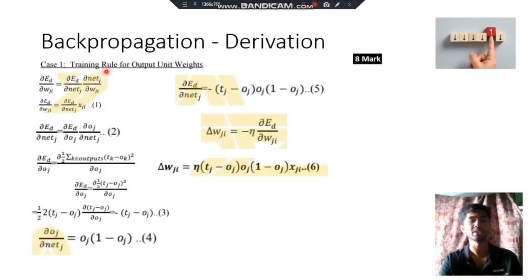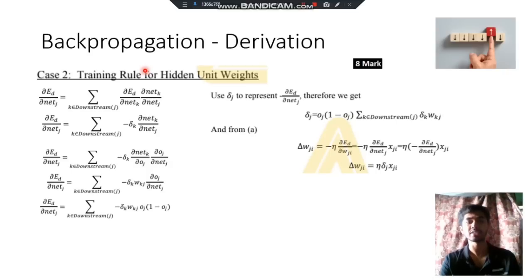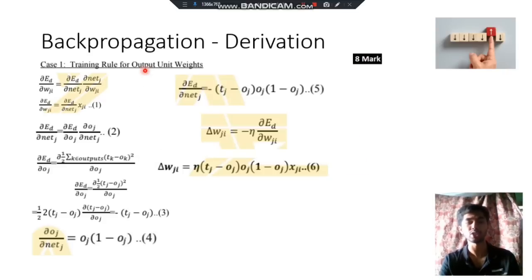In the backpropagation derivation, there are two cases you have to consider. First is the training rule for output weights. Second is the training rule for hidden weights. Let's have a look at each of these. The first one you write is dE by dwj. Two things are there: dE by dnetj times dnetj by dwj. dnetj by dwj will become xj here, and dE by dnetj will become dE by doj into doj by dnetj. Now we have to solve for this and solve for this as well.